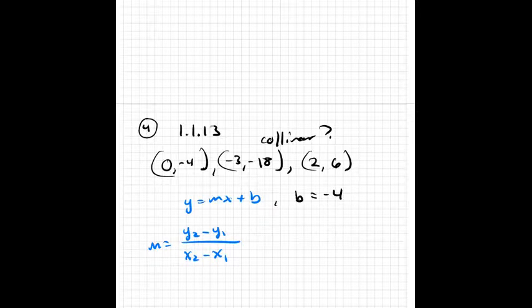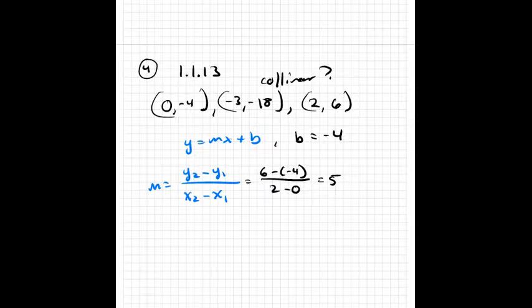So it's going to be 6 minus -4 over 2 minus 0. That's going to be 5. Okay, that would just happen to be 5. So then we get y equals 5x minus 4, and then we just need to check that all of them work. So notice that when x is 0, y is -4. That one checks out. When x is -3, it's going to be -19. So that's a no, right? And then let's make sure the last one works. 10 minus 4 equals 6. So yeah, this one is not on the line.